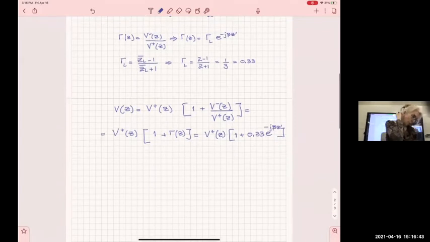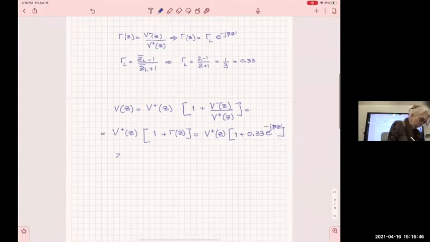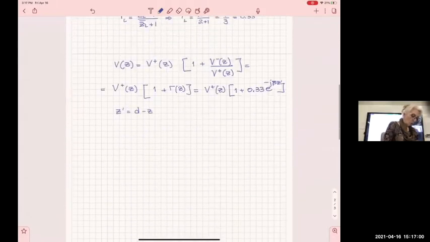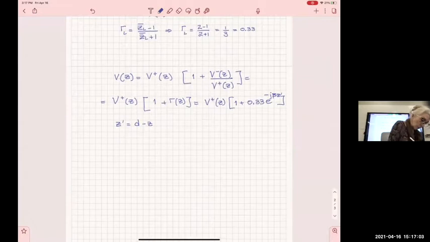All right, how much is Z prime? Z prime equals D minus Z. You agree, all right? Because the sum of the two, the way we have identified them, equals D. So here is what I'm gonna do next to it. e to the minus j beta Z prime equals e to the minus j beta D e to the j beta Z.